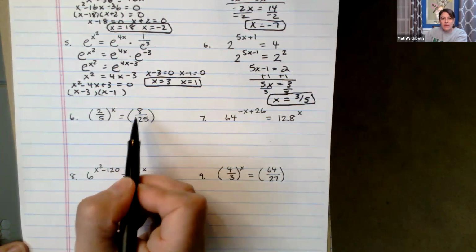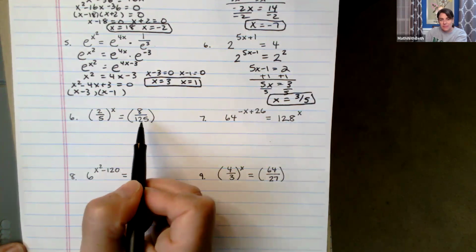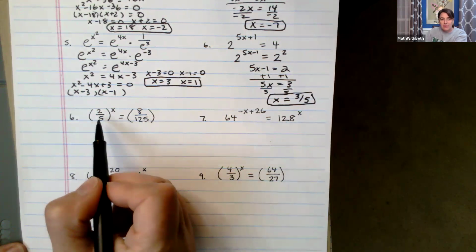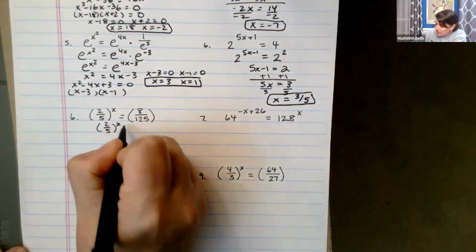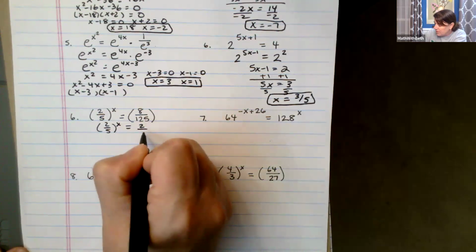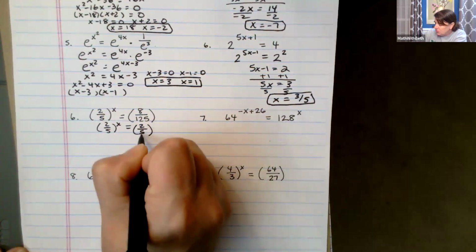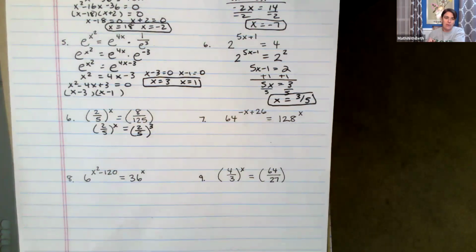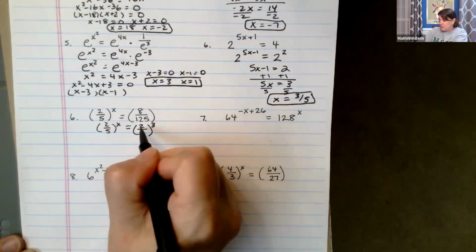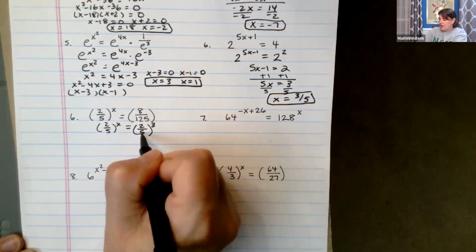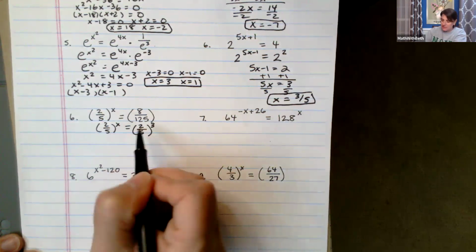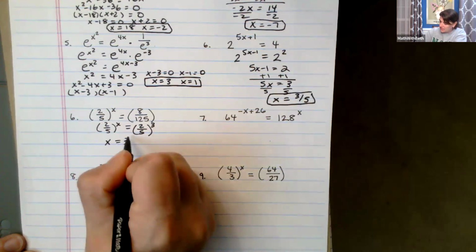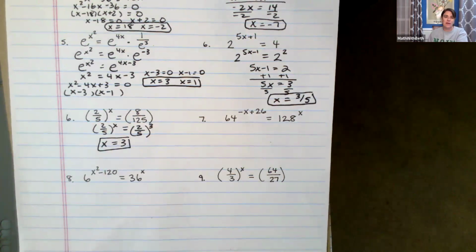So this will only work if the bottom can also be written as something to the third power, which it can. 5 to the third power would be 125. So that means I can rewrite the 8 over 125 as 2 over 5 to the third power. So again, 2 to the third is 8, 5 to the third is 125. So that's why I'm allowed to do that. Well, now this is easy. They match. I set the exponents equal to each other, and we're done.